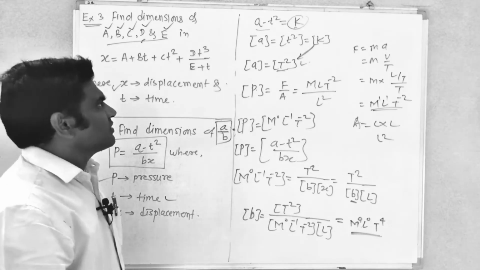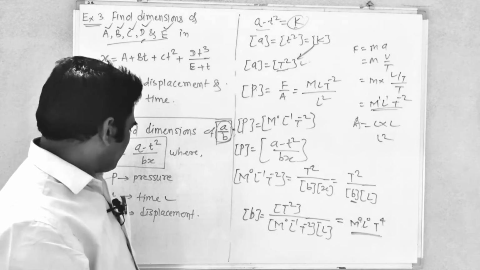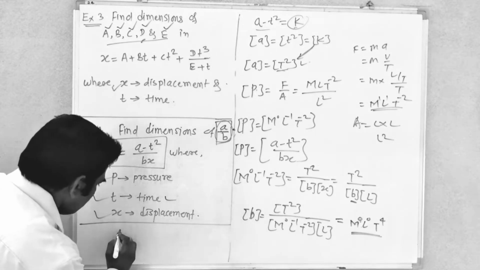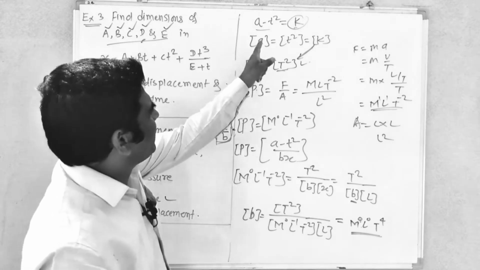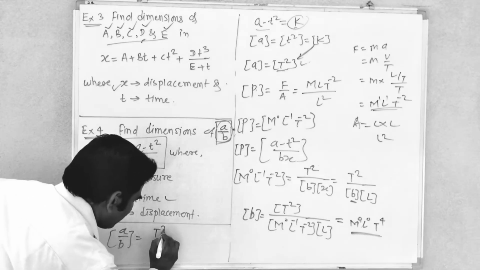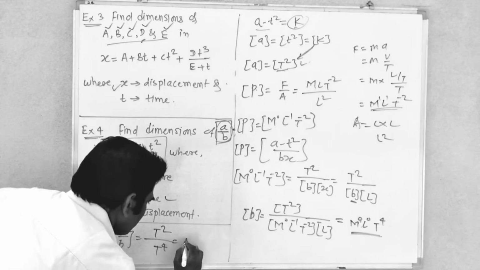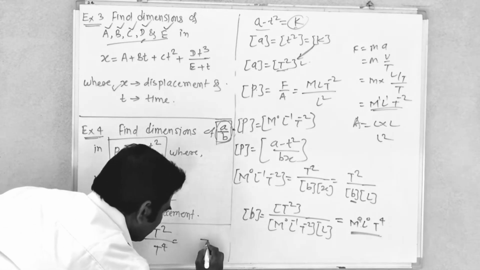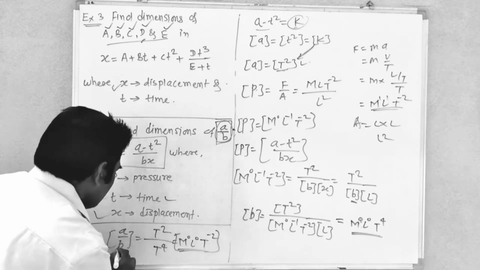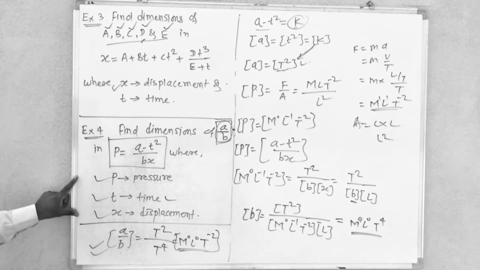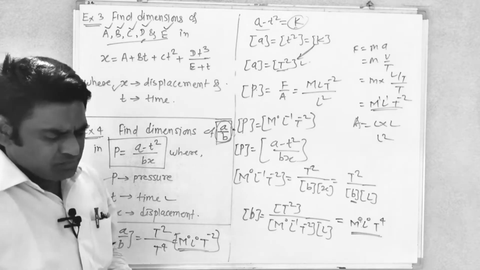But this is not the answer. The answer, we have to calculate A by B. How can we calculate? I will write here. A by B is equal to the dimension of A, which is T square, over the dimension of B, T to the power 4. So 2 minus 4 is minus 2. M0 L0 T to the power minus 2. So these are the dimensions of A by B. Got it? No doubt in this? Clear? Note down this. We will solve another.